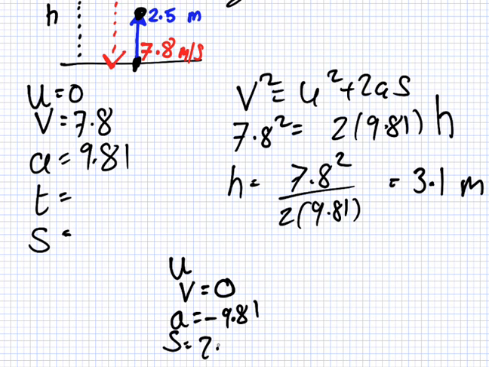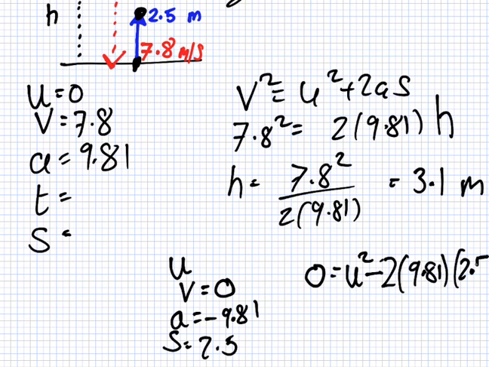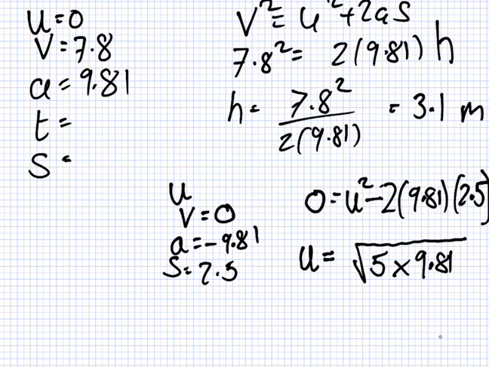Okay, what formula shall I use here? The same one, isn't it? Yeah, same again. V squared equals u squared plus 2as. So that means the u is the square root of 5 times 9.81. What's that, please? It's about 7, is it? Oh, it is 7, yes, roughly 7.